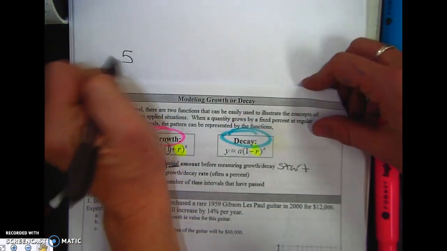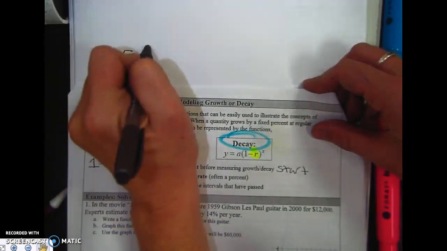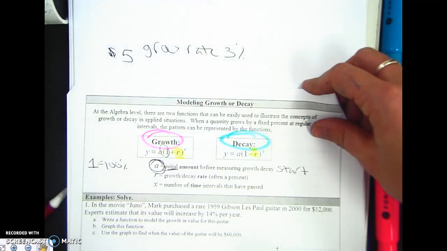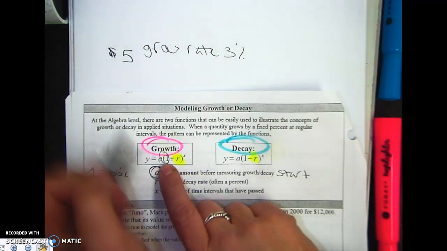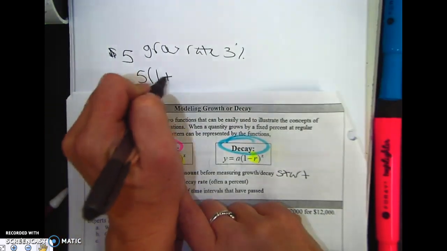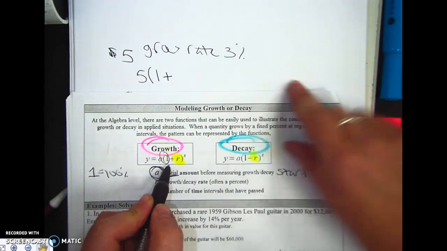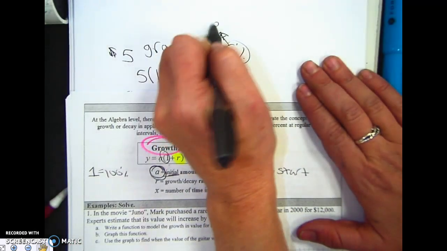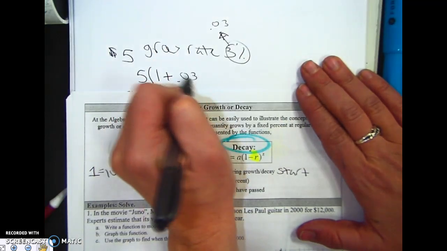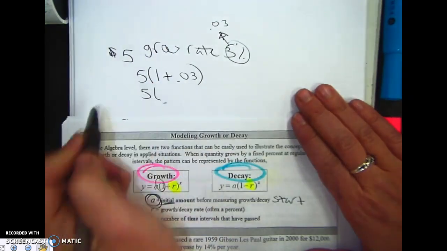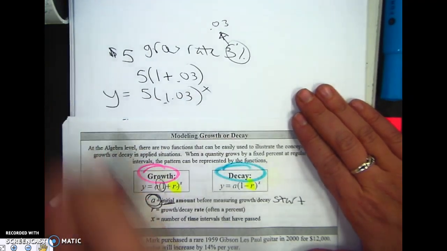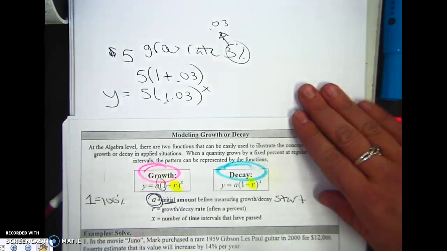Let's say I started with $5 and it grows at a rate of 3%. That means my A is 5 and it grows, that's why it's a plus. But when I'm doing percent, I need to change it to a decimal, move it over twice, 0.03, which really means it's 1.03 to the x. So that would be my function if it's growing at a rate.